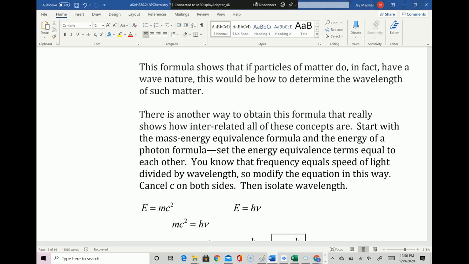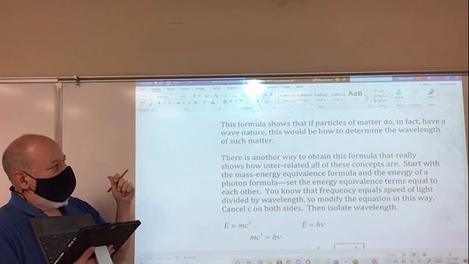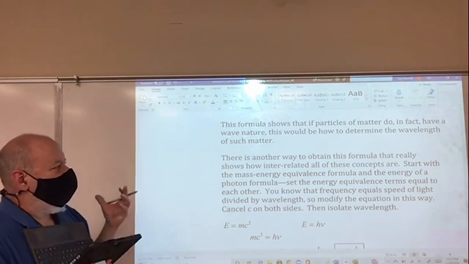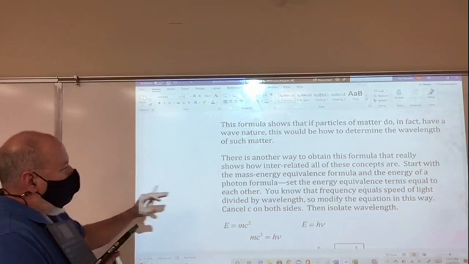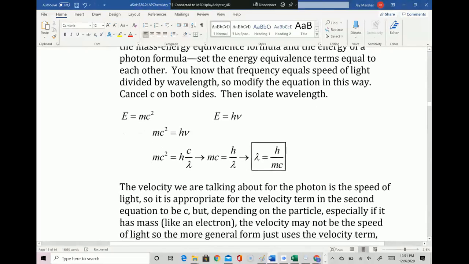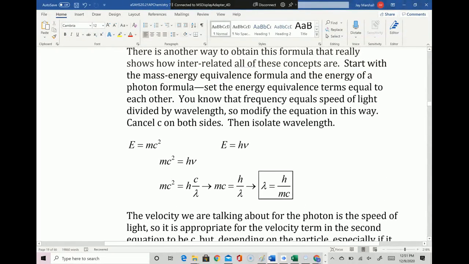It's one thing to say, well, okay, I see that you've created this formula that suggests that particles do have a wave nature, but can you show me a little bit more proof of this? And if we start with the idea of mass-energy equivalence, sorry about what's going on there. That usually means my computer's starting to run out of memory. Start with the mass-energy equivalence, right?